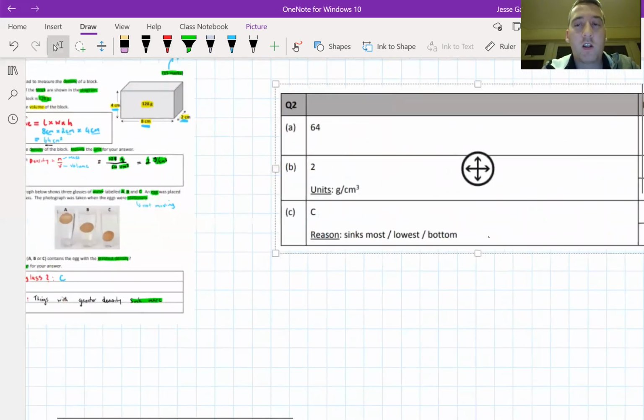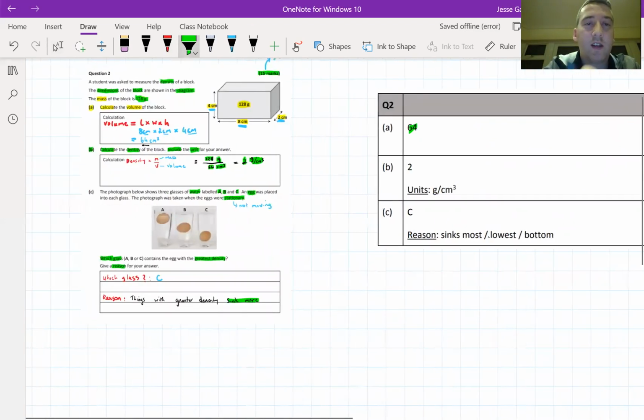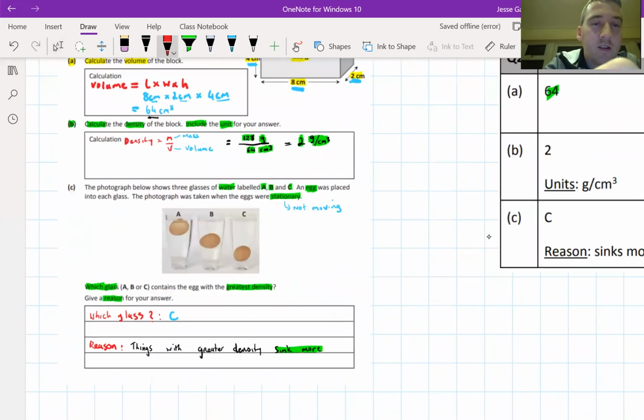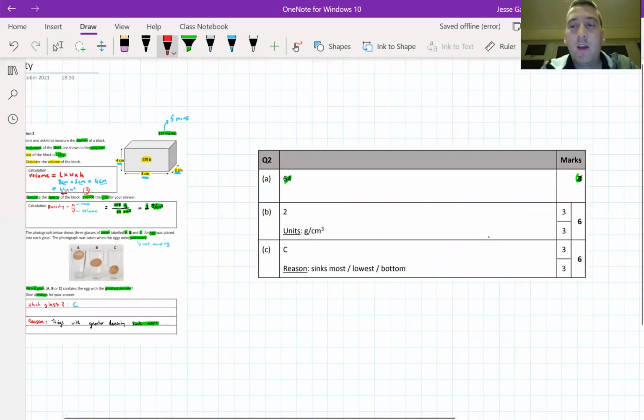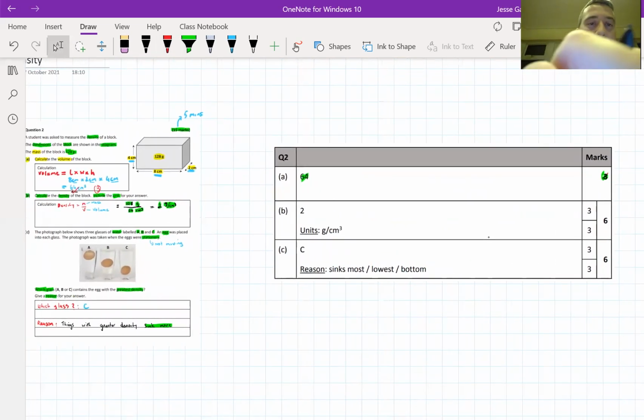Okay, so the first question, as you see, is worth 3 marks here. And the correct answer was 64. That's what we got here, 64. So that was for 3 marks. We got the 3 marks. We then had the density, which had 2 sets of 3 marks here. The first one was for the number. You got 3 marks for that. And the second was for the unit, grams per centimeter cubed. You got 3 marks for that.